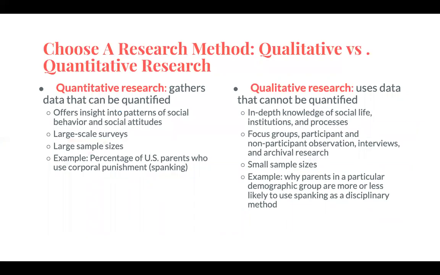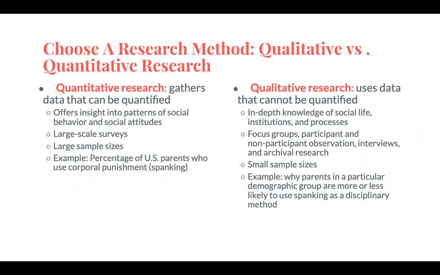This is the final of the reminder slides, because we have talked about quantitative and qualitative research before. Quantitative research is gathering data that can be quantified, that can be turned into numbers, that we then analyze using computer programs and statistical analyses. This type of research is especially helpful for providing insight into patterns of social behavior and social attitudes, because it allows you to conduct large-scale surveys and have potentially large sample sizes.